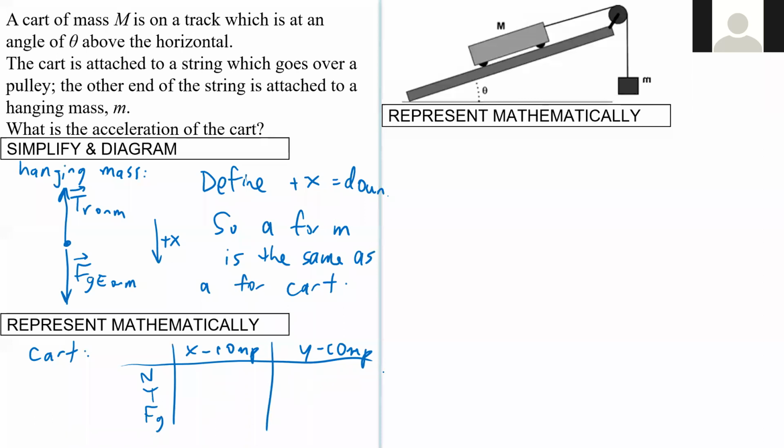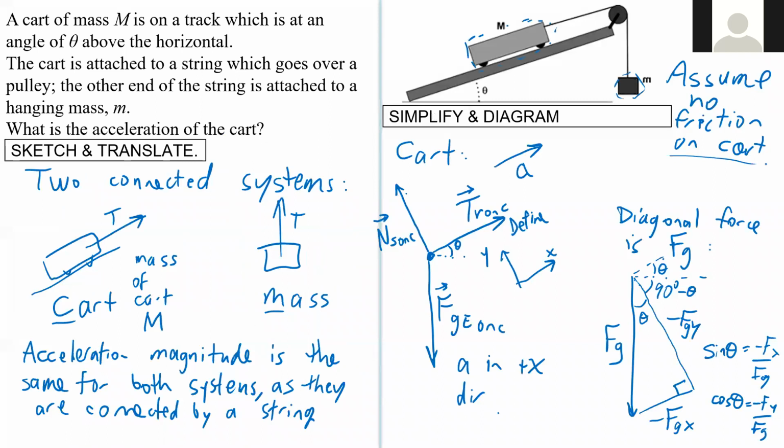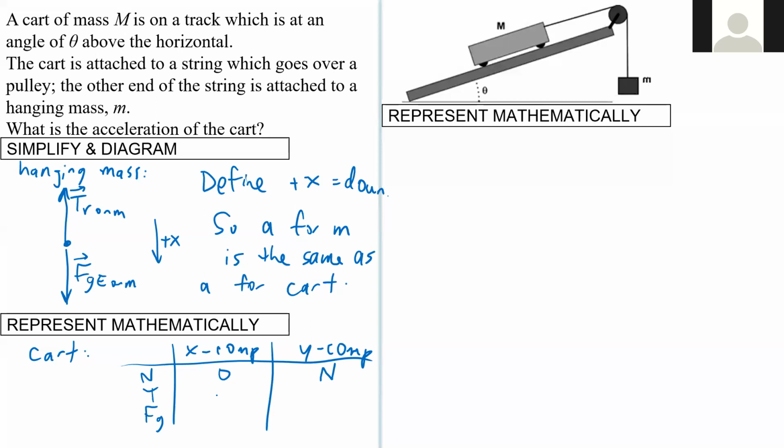So let's just try to keep track of our components. The normal force is just in the plus y direction. Let's go back and check that. Yeah, the normal force was in the plus y direction, and the tension force was in the plus x direction. So we'll just put T here and 0. And then the gravity force was negative capital M times g times sine theta for the x direction and negative Mg cos theta for the y direction. That's how we set up our thetas there.